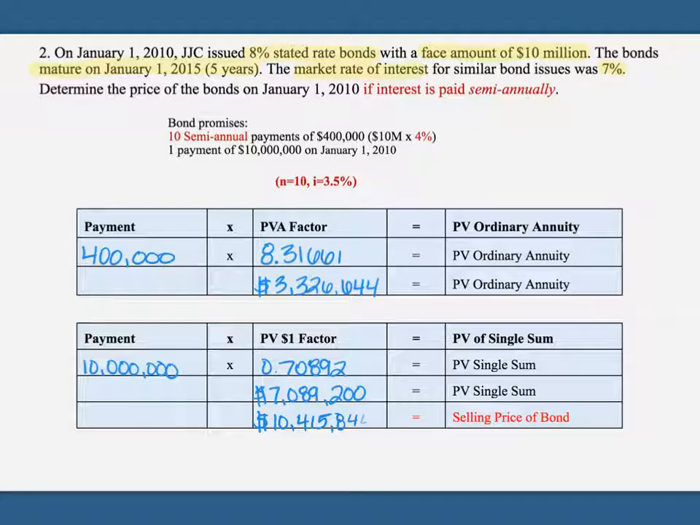$10,415,844. So you'll notice in both problems that the selling price of the bond was greater than the face amount that we were given in the problem. So why would the price be higher? That is because they're paying interest on these bond payments. So with the interest being paid annually, that increases the amount of the total price, and with the present value, even still, you'll see it's going to be greater than the face amount.